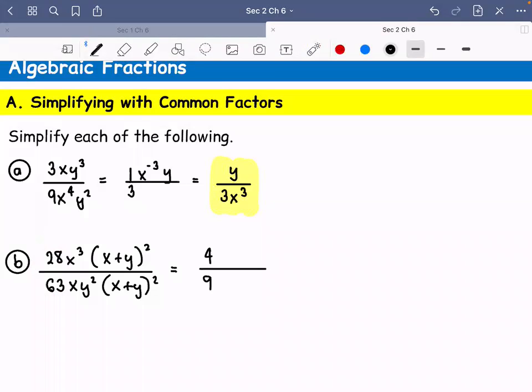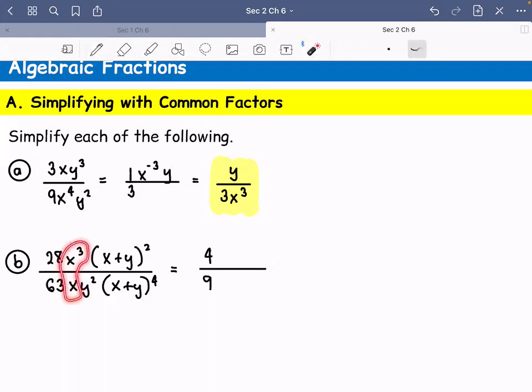So 4 over 9. What happens with x cubed and x? What is x cubed divided by x? Sec 2. Anyone? Yes, 3. Sir, I have a question. You forgot to put x plus y to the 4, I mean 2, sorry. What's that? Oh, okay, it's 4. So this is 4. Okay, thanks, Sam.